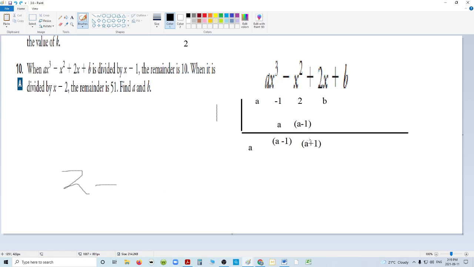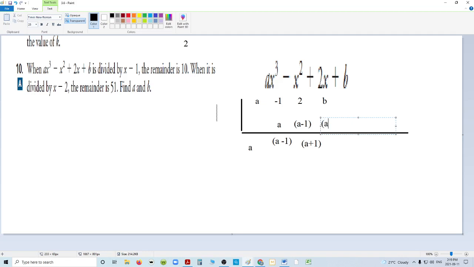Okay? And what's 1 times that? Well, it's a plus 1 this time. What's b plus a plus 1? Well, you can't add anything there. You end up with a plus b plus 1. That's what it all adds up to. And here's the final line. What's 1 times that? Well, it's a plus b plus 1.